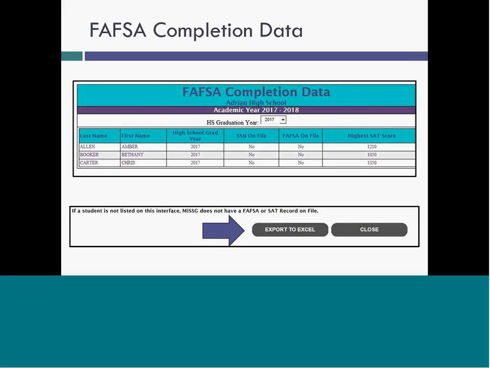A FAFSA completion tab is a popular screen for counselors. Here they can see a lot of the information, including whether or not we have the Social Security number on file, if we have a FAFSA on file, and then it'll also bring over the SAT score, the highest SAT score for the student. What's really nice about this is they can select the graduation year, right up top right here, and then they can also export this information into Excel.